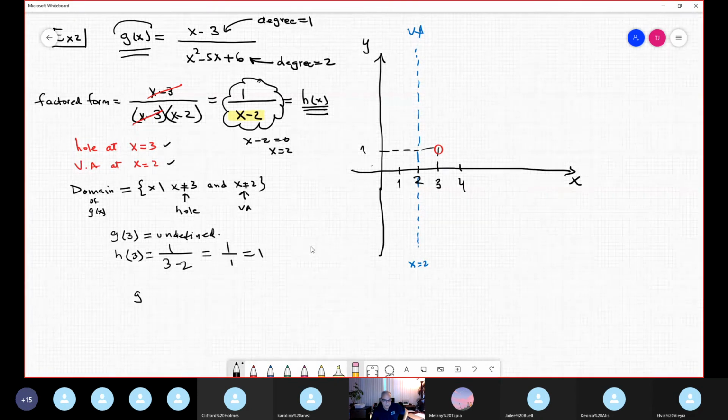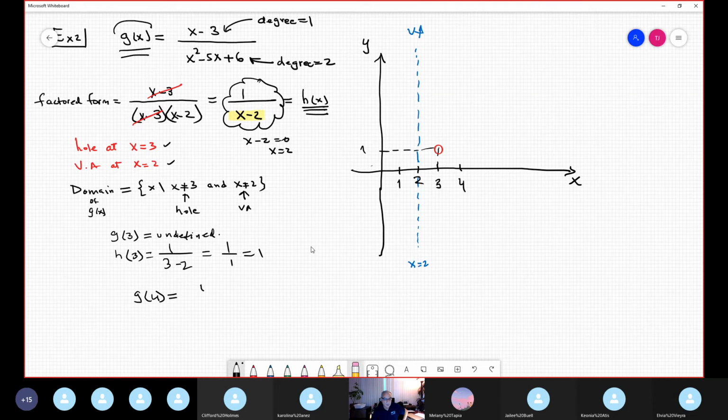Suppose g at 4. g of 4 is 4 minus 3 divided by 4 squared minus 5 times 4 plus 6. By the way, it is equivalent to evaluate here 1 over 4 minus 2, because these are equivalent except at a hole. In this case the mathematical operation gives 1/2. So positive 1/2, the point is positive 1/2.